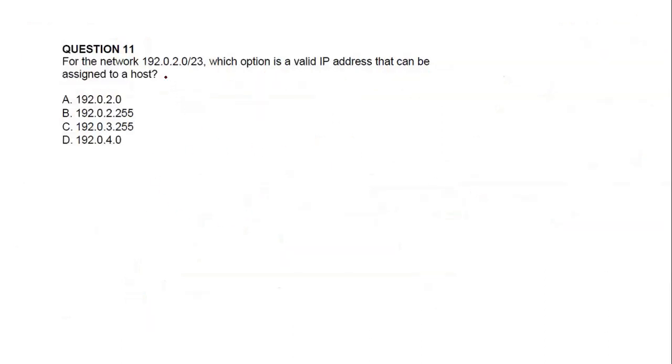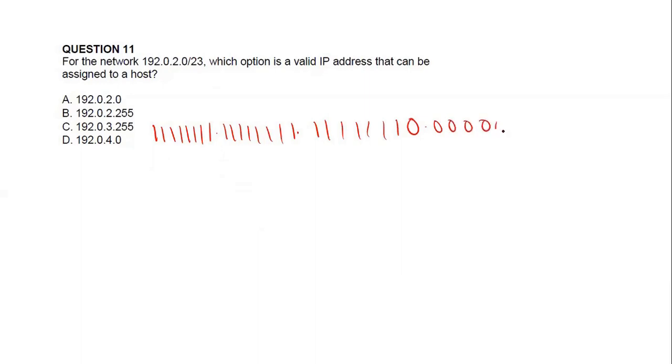This reads: for the network 192.168.1.2.0, which option is a valid IP address that can be assigned to a host? We're talking about /23. Again, same scenario: 1, 2, 3, 4, 5, 6, 7, 8, 9, 10, 11, 12, 13, 14, 15, 16, 17, 18, 19, 20, 21, 22, 23, 24, 25, 26, 27, 28, 30, 31, 32.